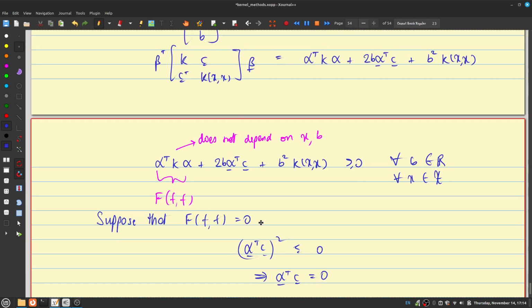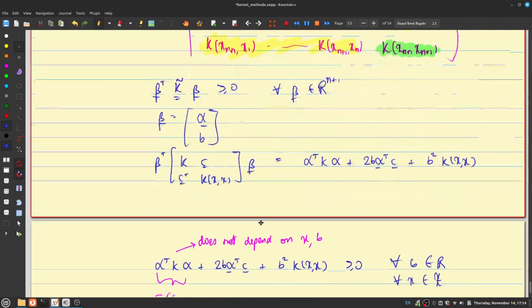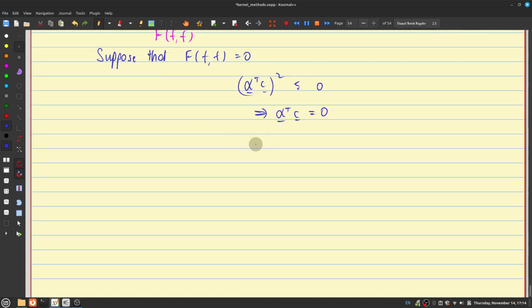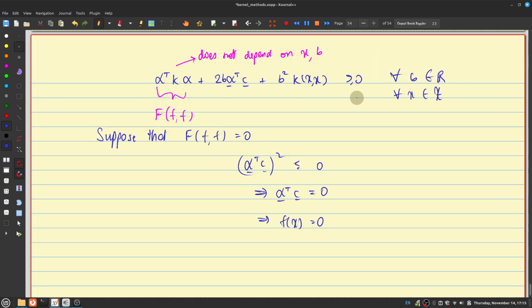But again, recall, what is alpha transpose C equal to? F of X, right? Which implies that F of X is equal to 0. And if this is true and this is equal to 0, then f of x should be equal to 0. But this statement is valid for every x, which means that f of x should be equal to 0 for every x, which means that f is the 0 vector.